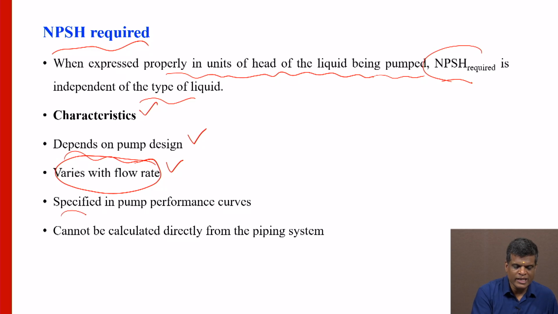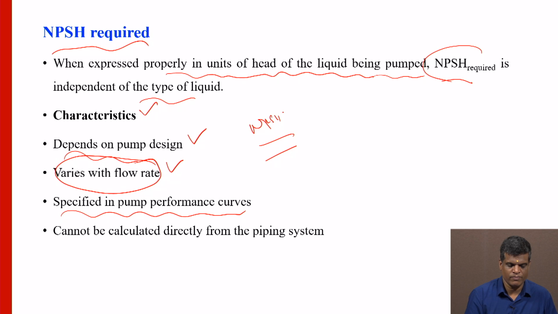It is always specified in the pump performance curve. The NPSH required is mentioned there, on the pump performance curve itself. It cannot be calculated directly from the piping system. We cannot calculate it from the piping system. It is always the manufacturer who gives the value of NPSH required.